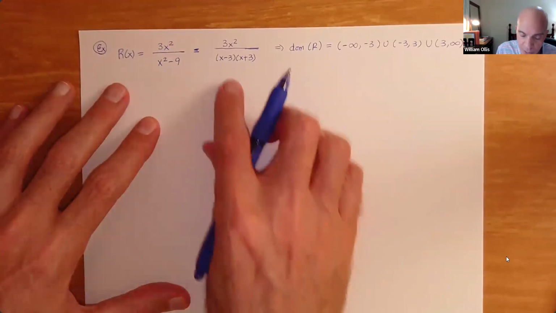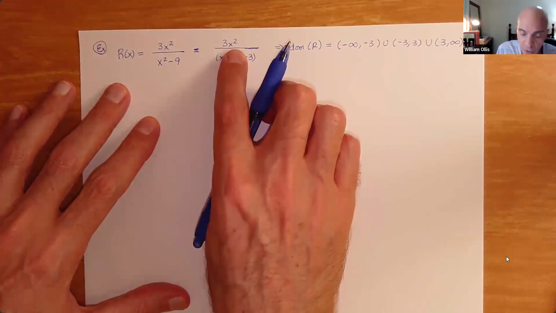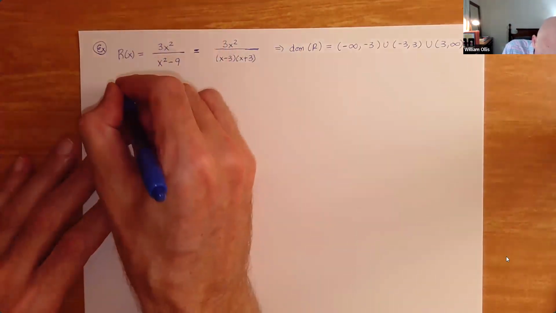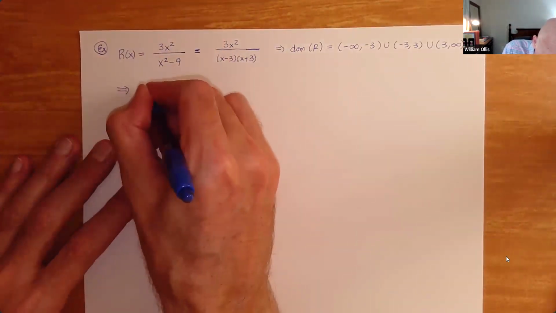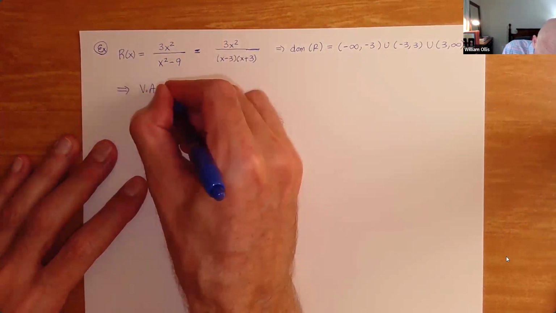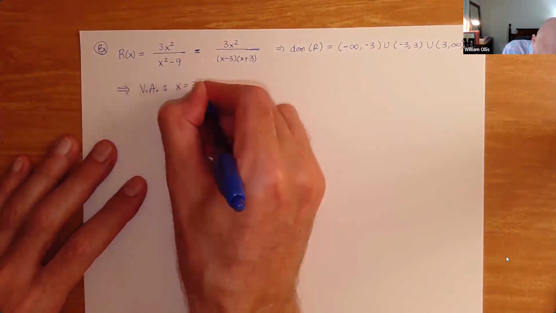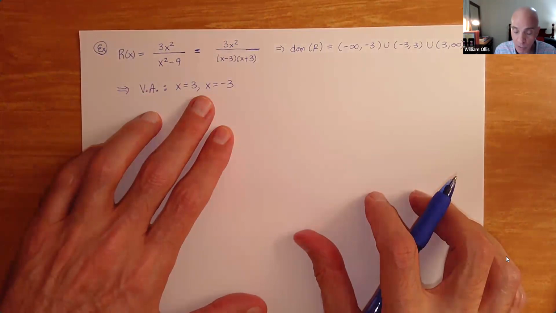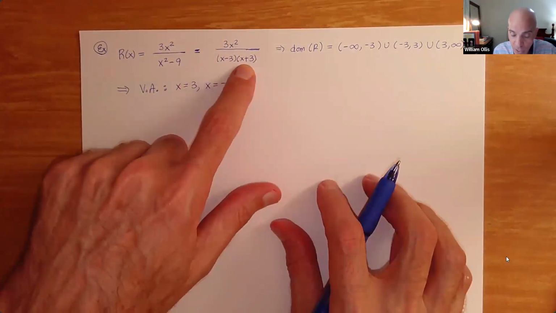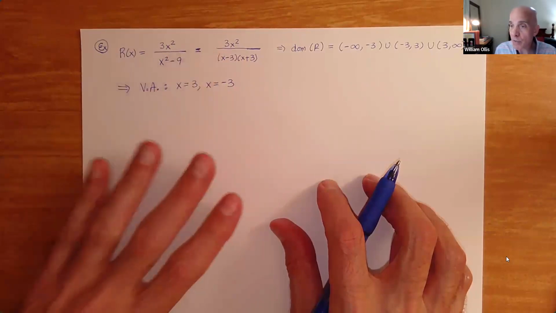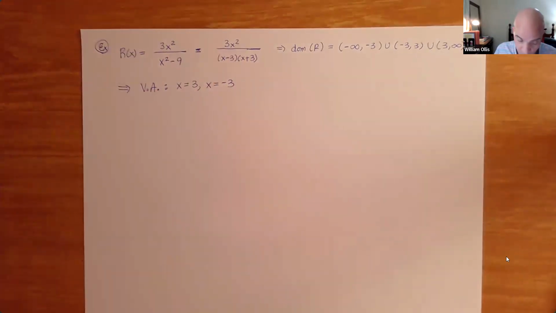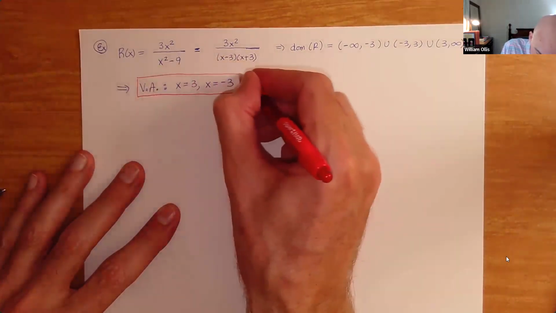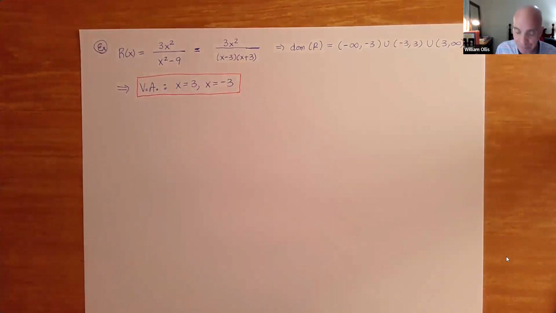Now what we want to do is observe that in the numerator, 3 and negative 3 are not zeros of 3x squared. So this implies we have vertical asymptotes, x equals 3, x equals negative 3. These are vertical lines. That's what we call them, vertical asymptotes. Again, 3 and negative 3 are zeros of the denominator, but not zeros of the numerator. So they define vertical asymptotes. This is very important. Otherwise, you get a hole in the function, which is completely different. The function doesn't become unbounded.